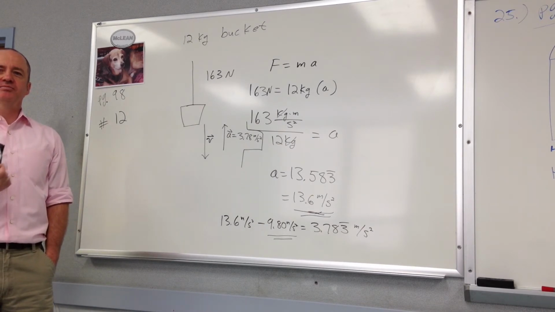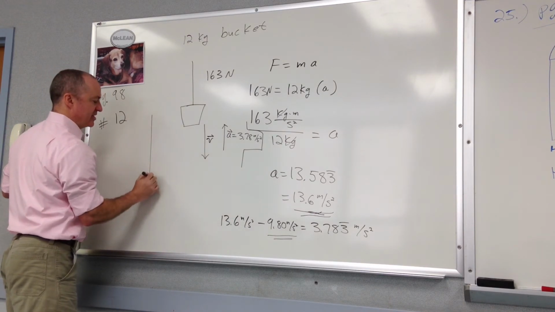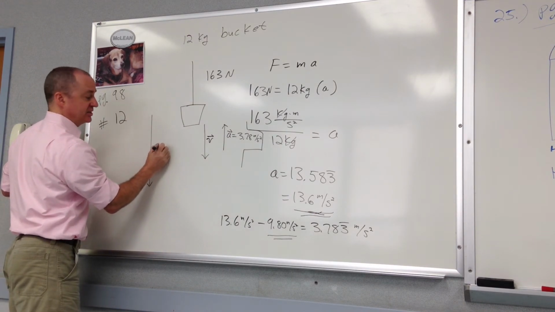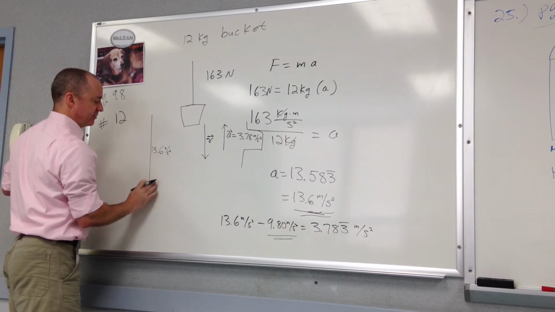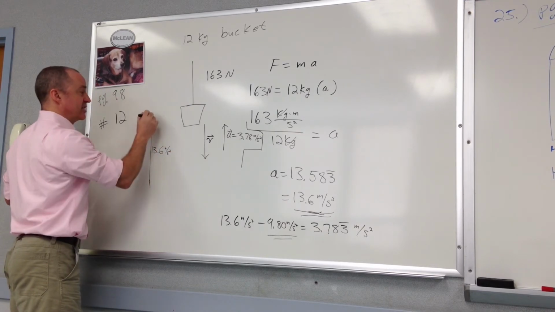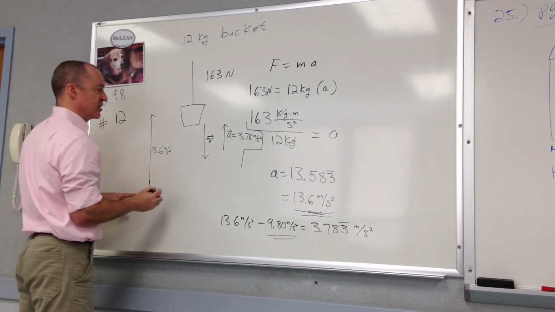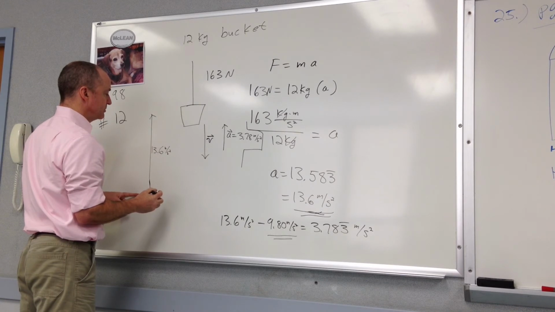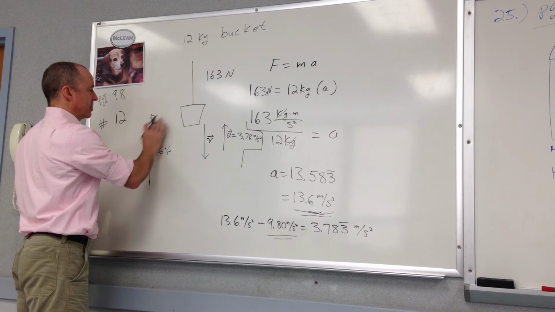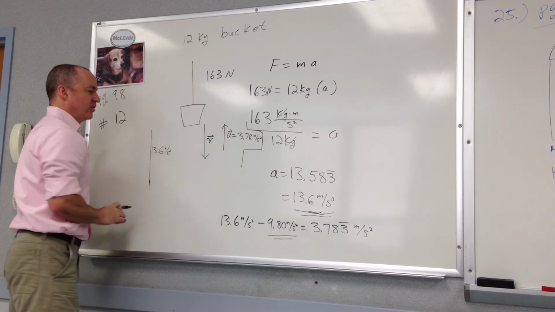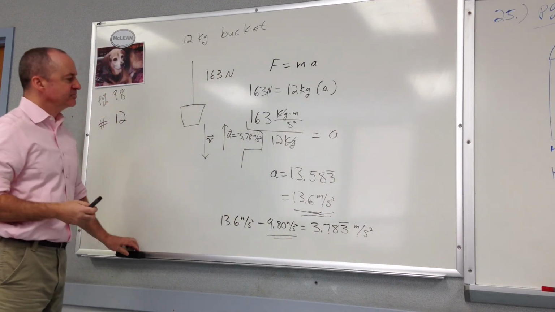Does that make sense? The rope's behaving as if gravity were 13.6 meters per second squared. This way, the rope is behaving as if it has to fight all of this much when gravity should only be the 9.8 part of it. We'll do free body diagrams later. I haven't introduced those. I don't want to yet.